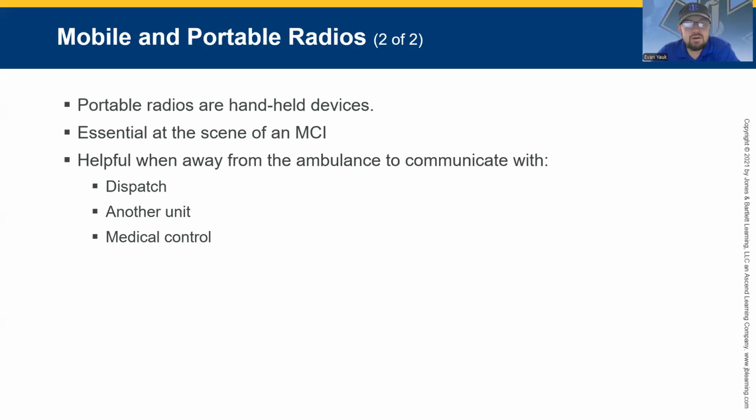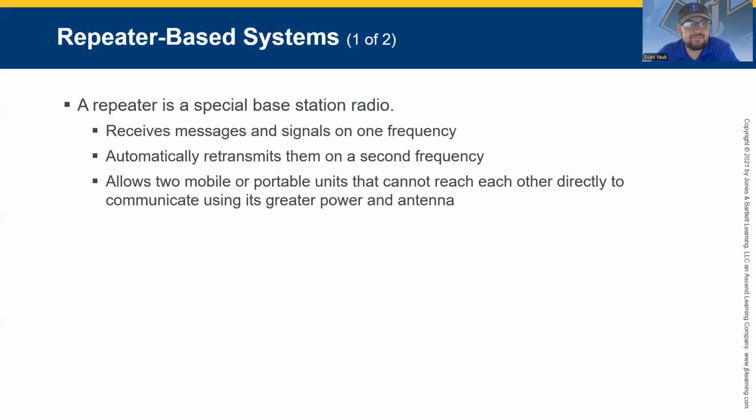Portable radios are handheld devices. They're portable. They walk around with us. Essential at the scene of an MCI. Helpful when away from the ambulance to communicate with dispatch, other units, or medical control.